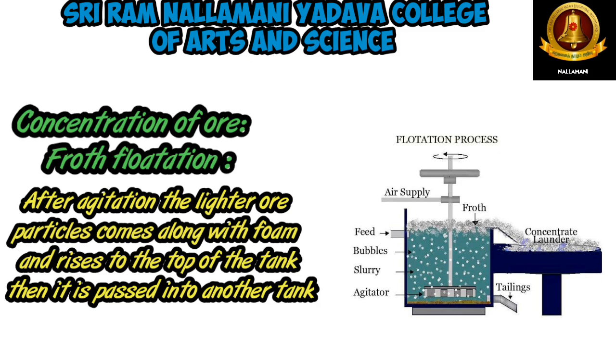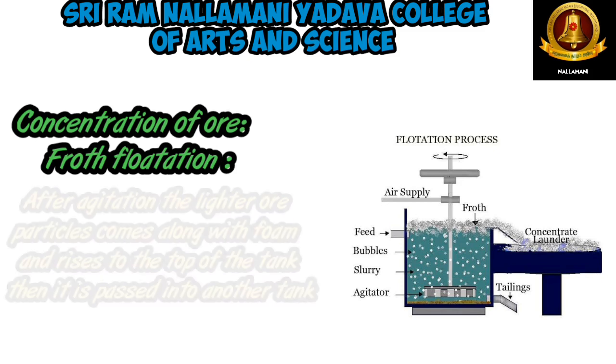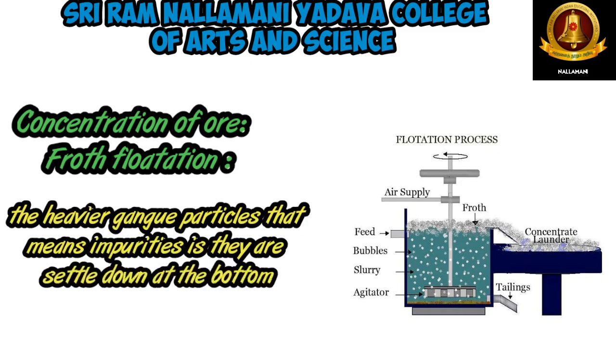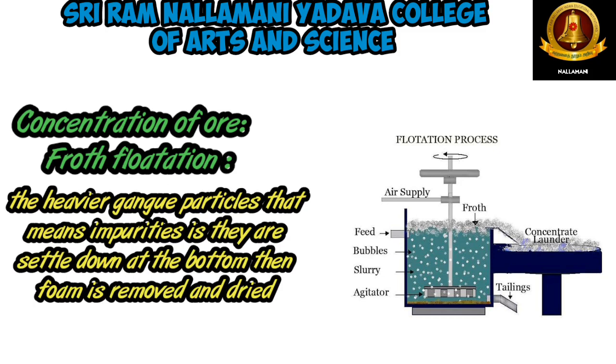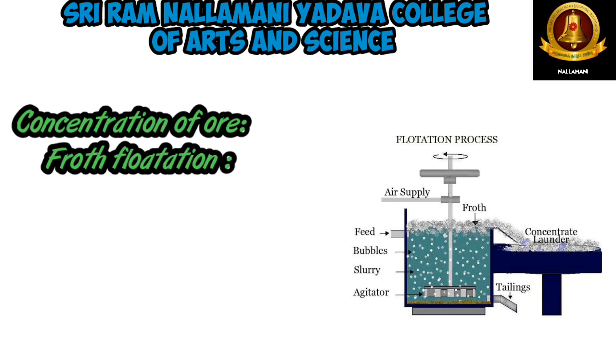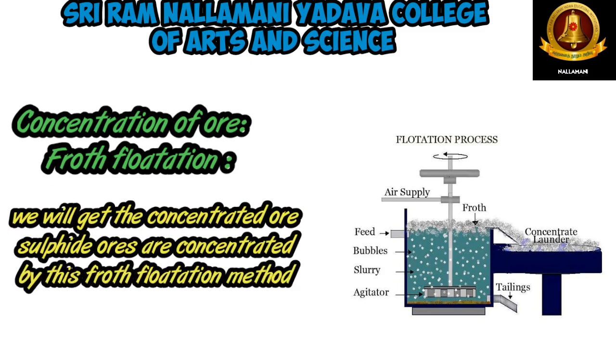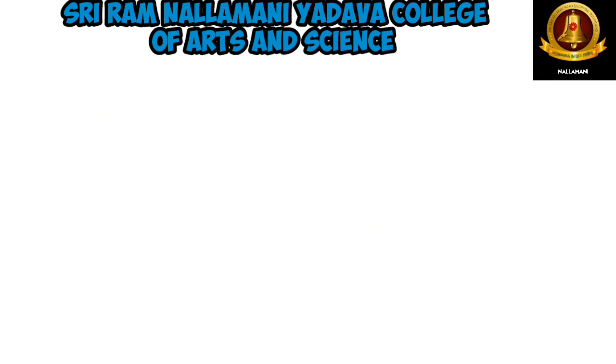Then it is passed into another tank. The heavier gangue particles, that means impurities, settle down at the bottom. Then the foam is removed and dried. You will get the concentrated ore. Sulfide ores are concentrated by this flotation method.